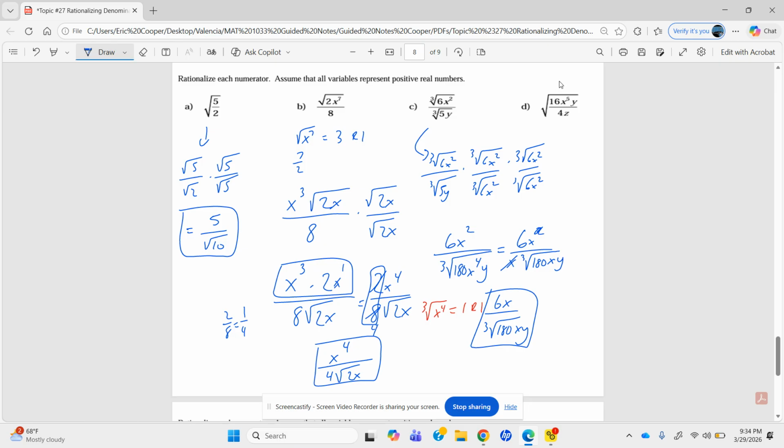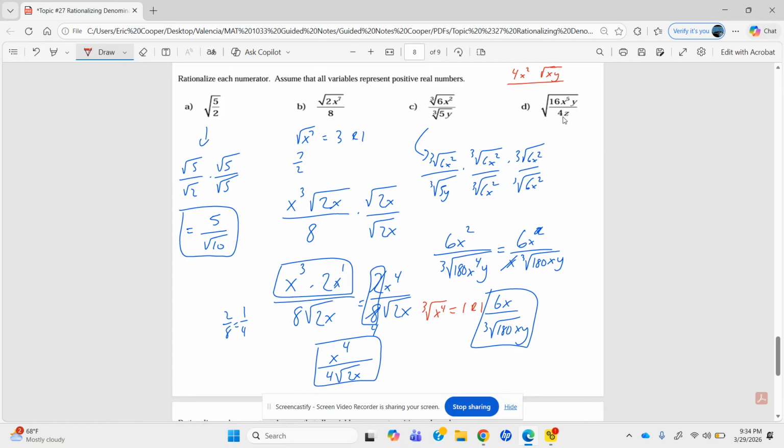This final problem, I'm going to simplify things a little bit further, and I'm going to do it in red as we do this. The square root of 16, we do know, that is 4. The square root of x to the 5, x can come out twice, and we would still have an x left over. And then we still have a y here. So the top becomes 4x squared times the square root of xy.